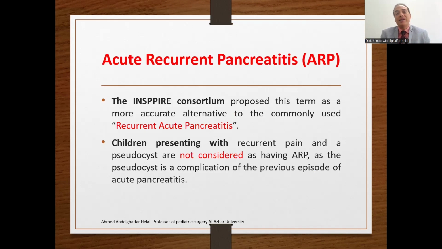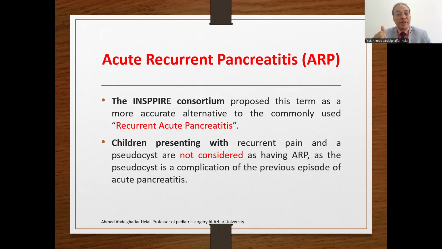Acute recurrent pancreatitis, as we said, the INSPIRE consortium proposes this term as an alternative to the commonly used recurrent acute pancreatitis. Why do they prefer to use acute recurrent pancreatitis and not recurrent acute? Because they said that the abbreviation RAP, recurrent acute pancreatitis, is commonly mistaken with recurrent abdominal pain in children. So to avoid this confusion, they prefer to name it acute recurrent pancreatitis, ARP.